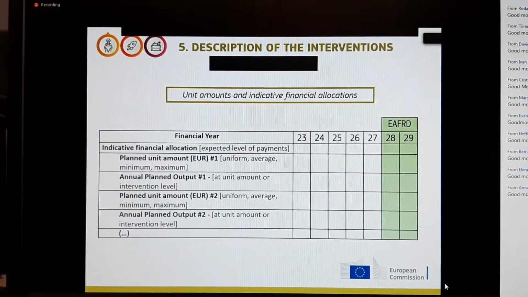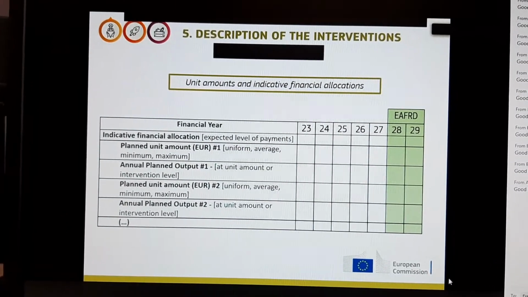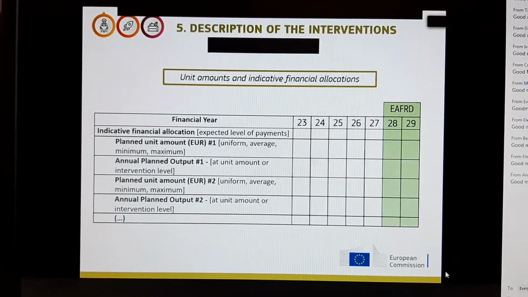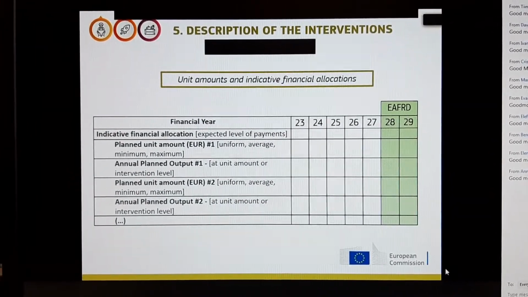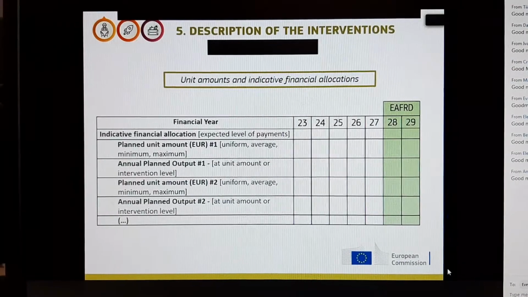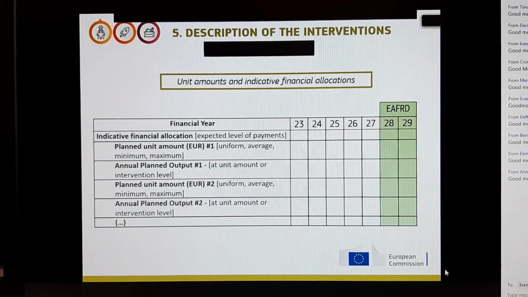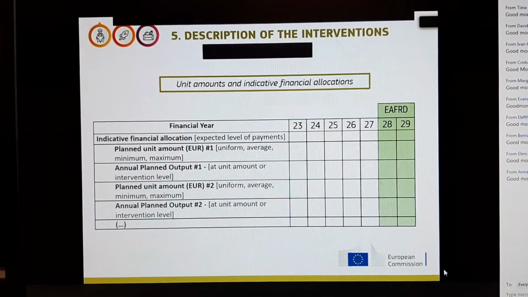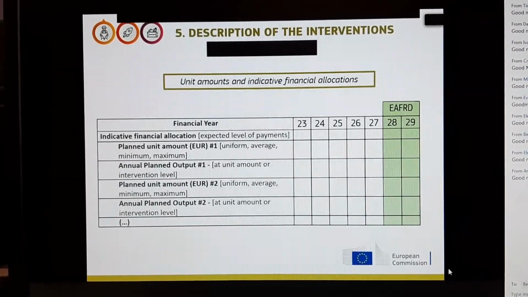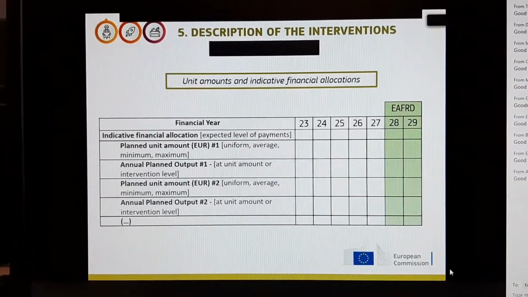So you can define the uniform, average, minimum, maximum. I will go to that. And the unit amount, it can be, as I said, defined one or several. And the planned output, this is also another flexibility that we agreed with the Council.